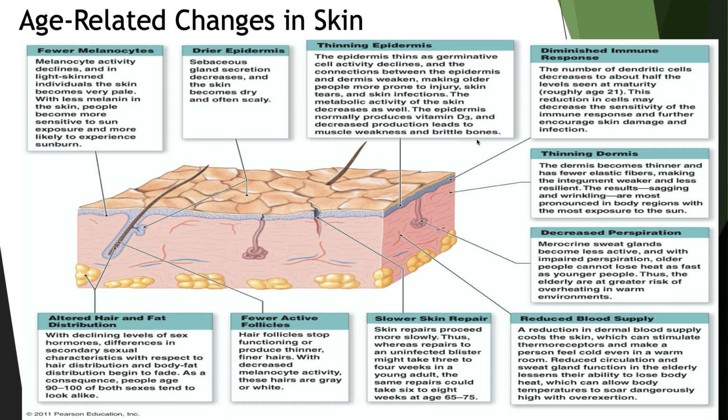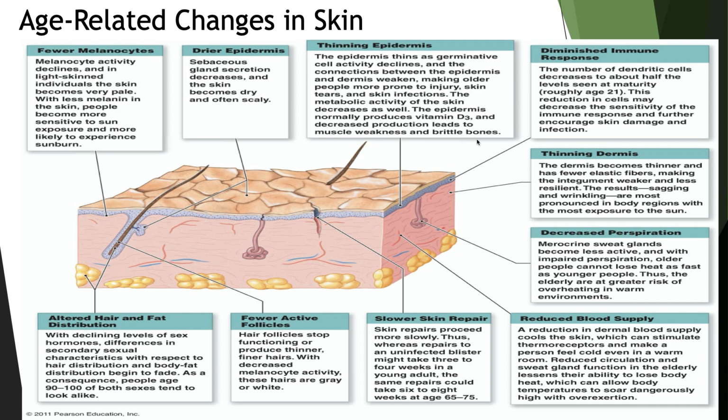You can have sebaceous gland secretions decrease, and the skin becomes dry and often scaly. In addition to that, the epidermis thins as germinative cell activity declines, and the connections between the epidermis and the dermis weaken. And that makes older people more prone to injury, skin tears, and skin infection. The metabolic activity of the skin decreases, and synthesis of calcitriol, or vitamin D, decreases, which helps to lead to muscle weakness and brittle bones.